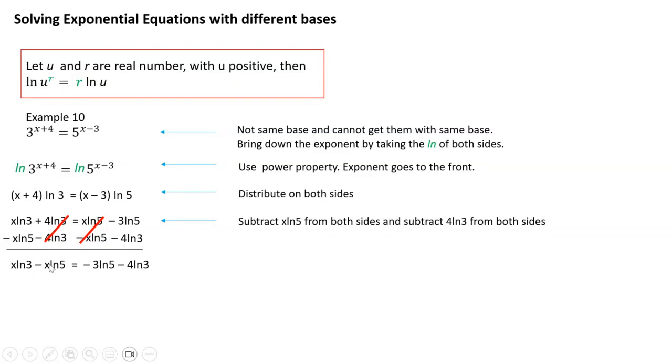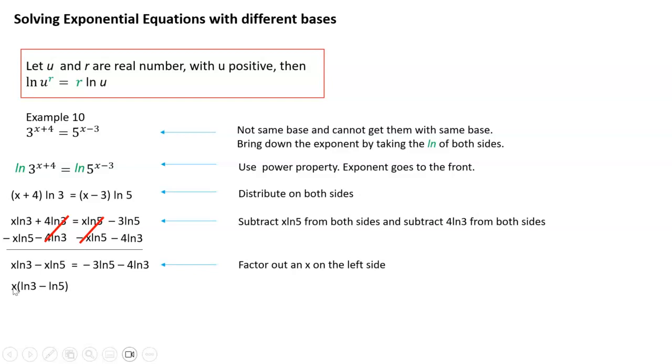So the reason why I want to send all the terms with an x to one side or the other side is that this way I can factor out the x, because we're solving for x. So now what comes next is we're going to factor out an x on the left side. If we do that, it's going to give us x times ln of 3 minus ln of 5.